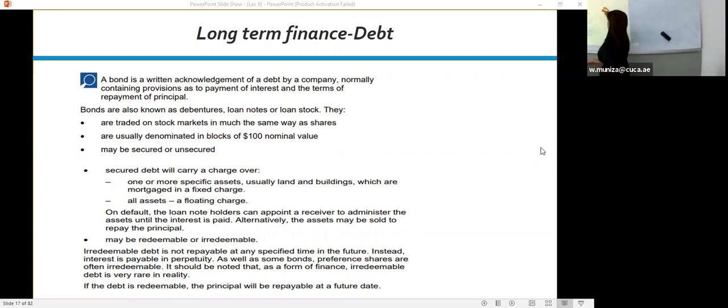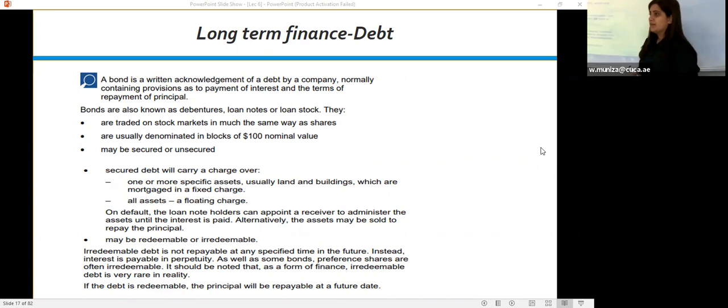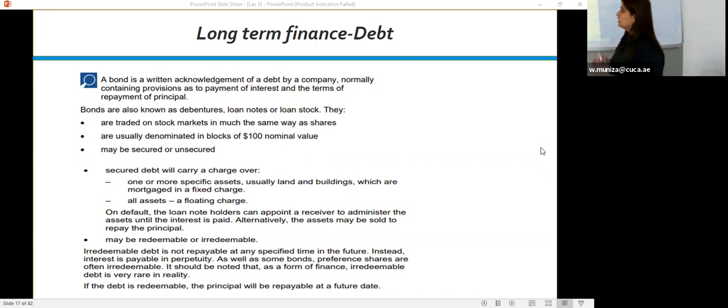Whenever the bond is issued, it is like a 10% loan note 2024. It means that the rate of interest on that loan note is 10% and the date of its redemption is 2024. The amount is going to be redeemed in the year 2024. So this is the normal heading which you find on top of the debenture or the loan note.